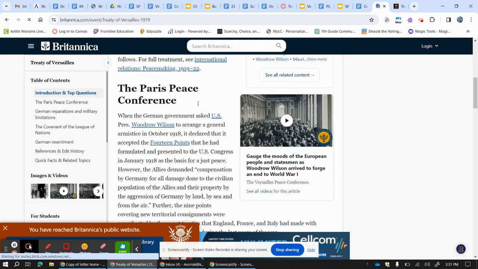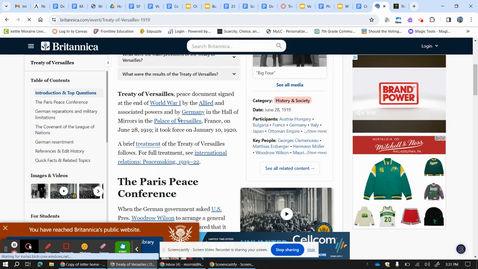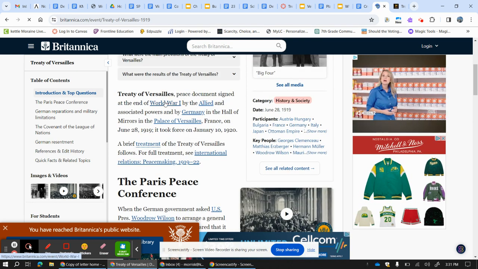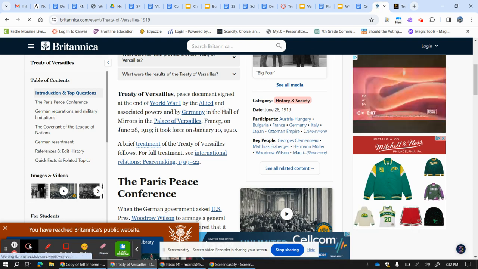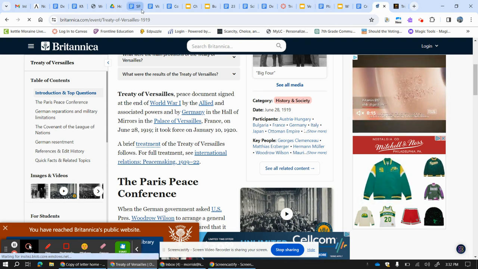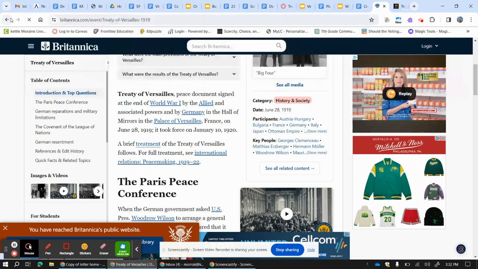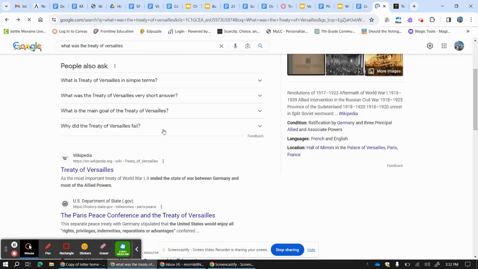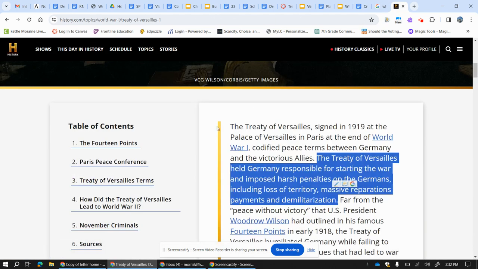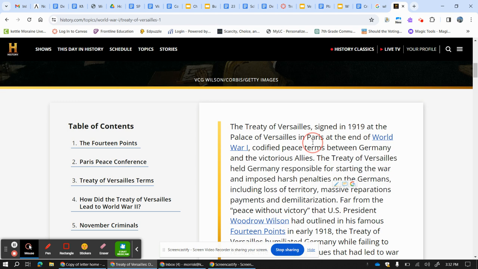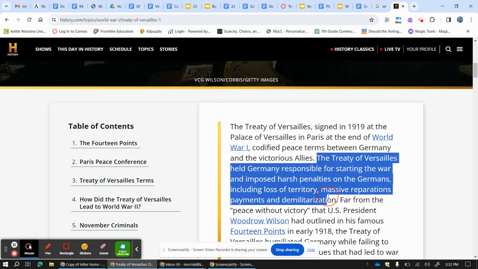As I go through and read, I see a peace document signed at the end of World War I by the Allied and Associated Powers and Germany in the Hall of Mirrors, Palace of Versailles. All that is good information. I'm going to go to a second site as well, because I'm going to use two sources, not one. I always like the History Channel, so I'm going to click on that, and this is going to pop up. As I read through it, I like this information. This has got some good stuff, so keep that in mind.